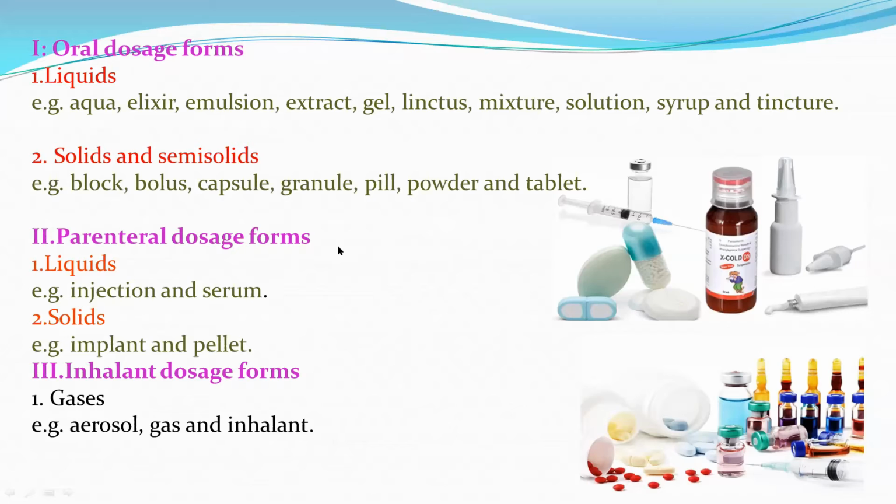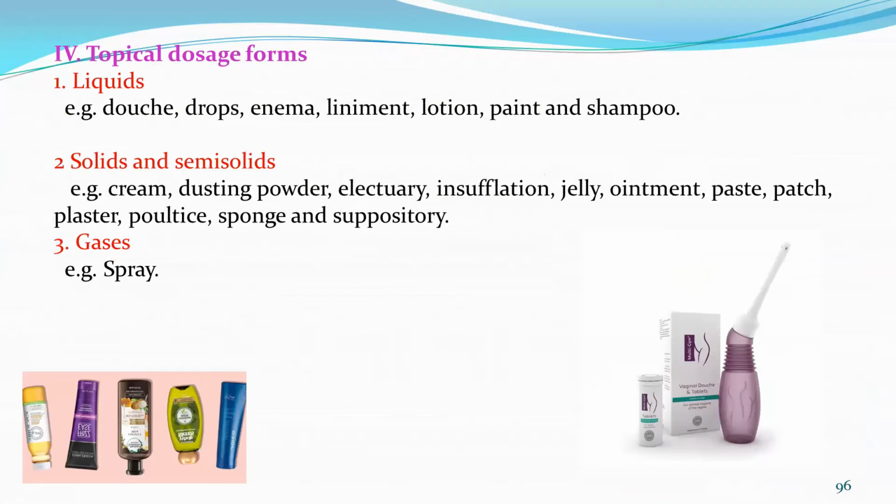And parenteral dosage forms are once again classified into liquids and solids. The examples of liquids are injection and serum, and of solids, implant and pellet. And we will see all these things, what an implant is, what a pellet is. The inhalant dosage forms are the gases. Once again, in the gases, aerosol, gas and inhalant are there. These three are the sub-classifications.